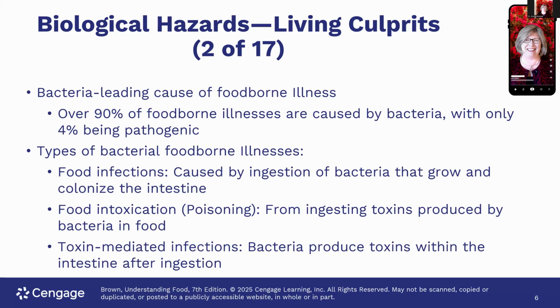Over 90% of foodborne illnesses are caused by bacteria, with only 4% being pathogenic. Types of bacterial foodborne illnesses would be foodborne infections, food intoxication, and toxin-mediated infections. Again, we have categories to help you understand. Food infections would be caused by ingesting the bacteria that would then grow and colonize the intestine, whereas food intoxication or food poisoning would be from ingesting toxins that are produced by the bacteria in the food. And finally, toxin-mediated infections would be bacteria producing toxins within the intestine after ingestion. So those are 3 different modes.